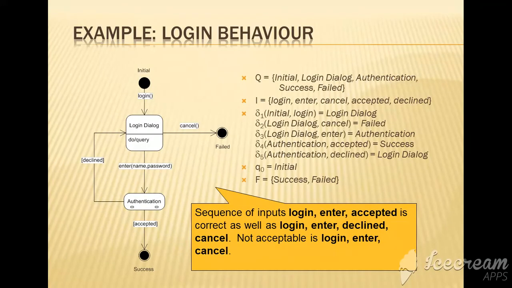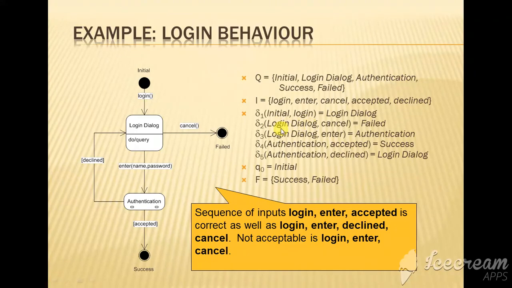This is an example of finite automata, which you can also call a transition diagram, where Q is initial, login dialog, authentication, success or failed. Now you can see that I contains the inputs login, enter, cancel, accepted and declined. There are transitions delta 1, delta 2, delta 3, delta 4 and delta 5. From the initial state, if you go to the login dialog, then you have a state called login, which is the input to you.